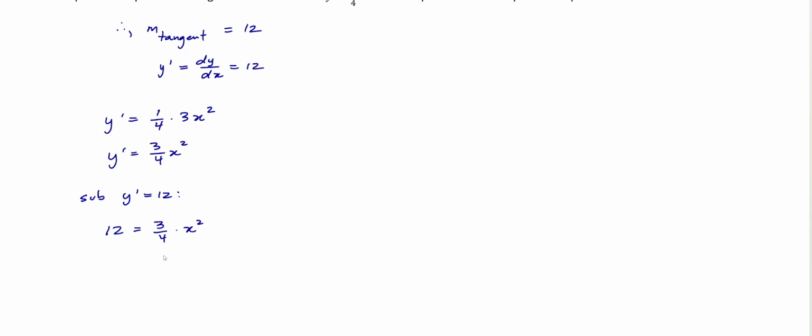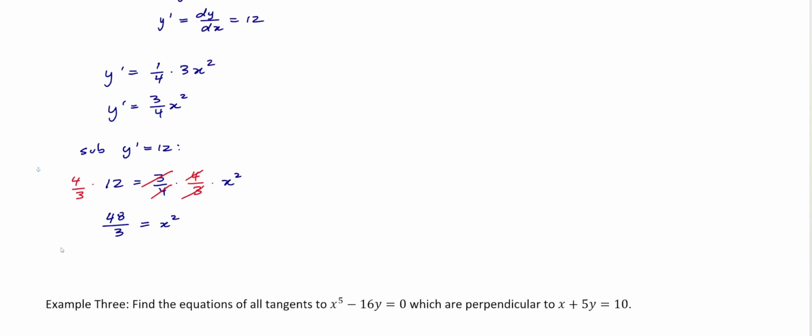Now, I want to get rid of this 3 over 4. Remember I said order of multiplication doesn't matter, so I'm just going to move that over there, and I'm going to multiply both sides by 4 over 3. I'm multiplying both sides by 4 over 3 because that allows me to cancel this fraction in one step. And then I will end up having 48 over 3 is equal to x squared. Well, 48 over 3 is just 16. 16 is equal to x squared.